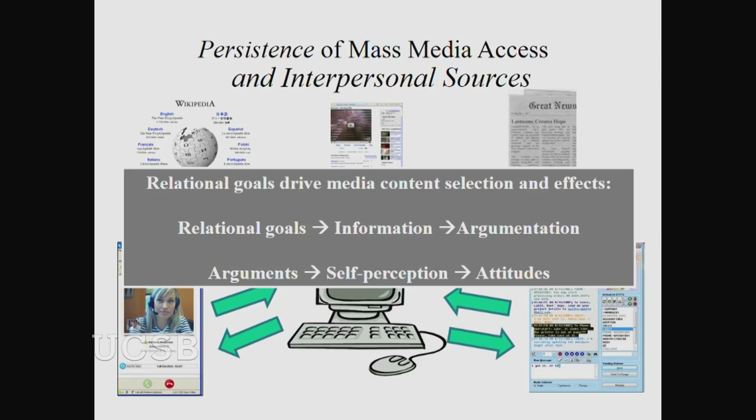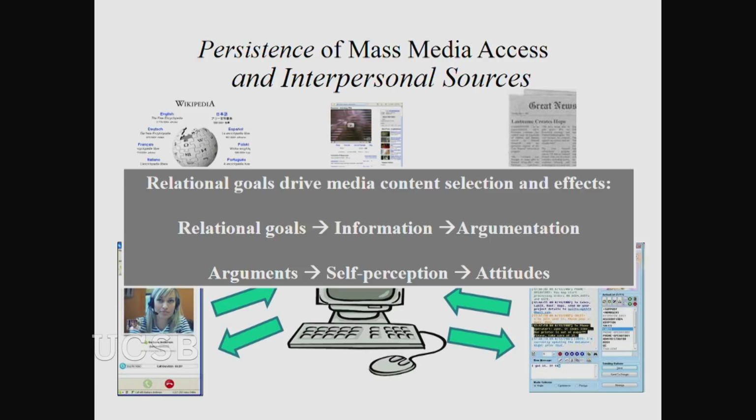And so are interpersonal sources available to us all the time. We wanted to know if the hyperpersonal model helps us think about how people use persistent information for persistent interpersonal relations. And we did an experiment that looked at the way that relational goals might drive the way people select media content and what the effect of that would be. Our questions had to do with, do their relational goals guide their use of information and the way they argue and talk to each other about things? Do those arguments affect their self-perception and their attitudes, both about things and people?